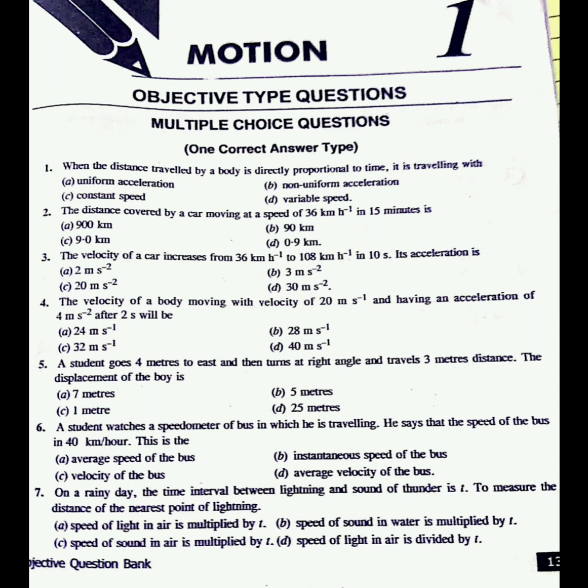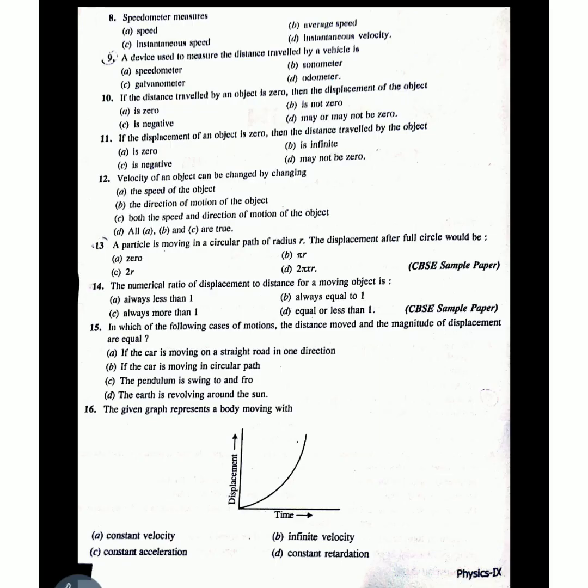Now let's do the next questions. Next question is, speedometer measures which quantity? Find out that. A device used to measure the distance traveled by a vehicle is what? If the distance traveled by an object is 0, then the displacement of the object is. Read the options and find your answer.